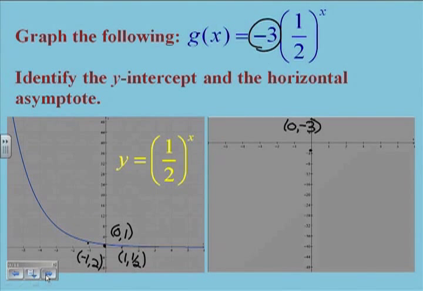At 1, instead of getting an answer of 1/2, I then have to multiply that by -3, so I get -3/2. Okay? At 1, I get -3/2. And if I use the -1, I had gotten out a 2. Take that times -3, I get out a -6. At -1, I'm at -6. And so I get this graph.